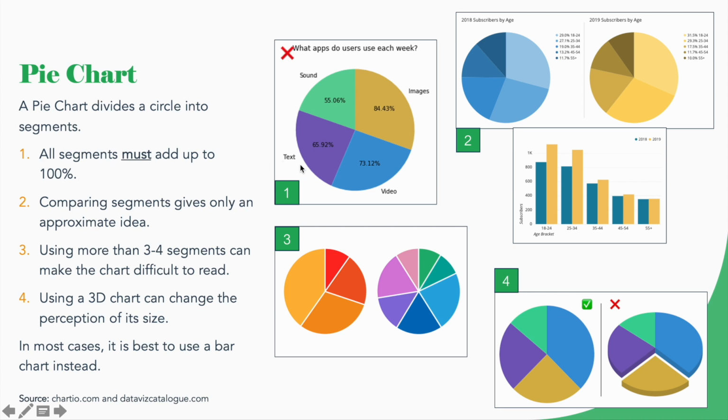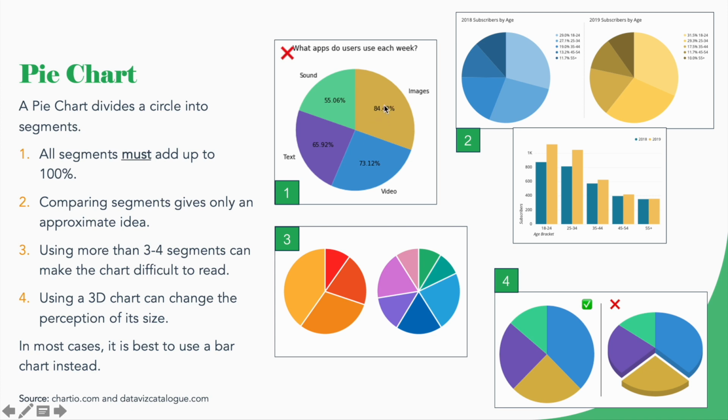Now if you see, this is point number 1. We look at this example 1 here. This is a chart that shows what apps do users use each week, and there's images, video, text and sound, and you see 84% images, 73% video, 65% text and 55% sound. They don't add up to 100%. So then how can they be put in a pie chart like this?